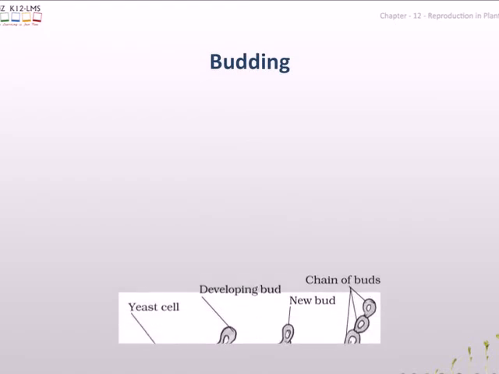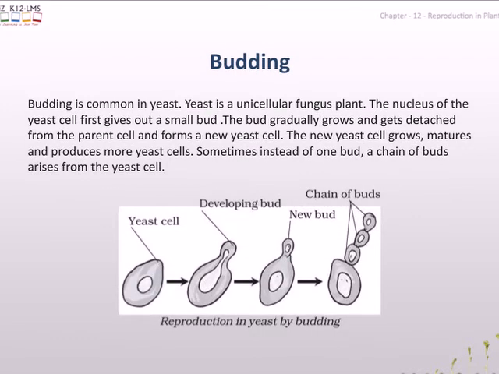Budding. Budding is common in yeast. Yeast is a unicellular fungus. The nucleus of the yeast cell first gives out a small bud. The bud gradually grows and gets detached from the parent cell and forms a new yeast cell. The new yeast cell grows, matures, and produces more yeast cells. Sometimes, instead of one bud, a chain of buds arises from the yeast cell.